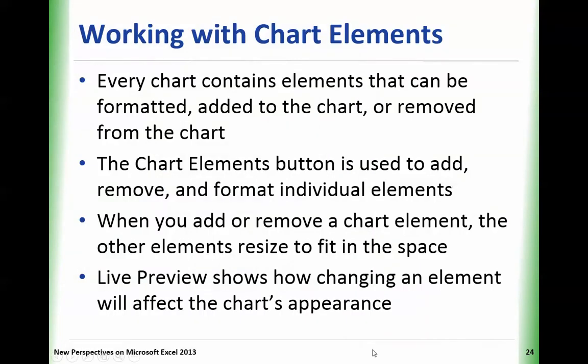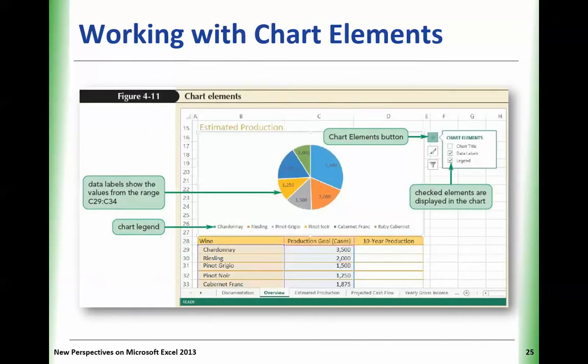Chart elements are pieces in a chart that can be moved, modified, changed, removed, or added. Every chart contains elements that can be formatted. To do this, we're going to use the Chart Elements button. When you click on a chart, the chart element should come up, and you can change the chart title, add or delete it, change the data labels so they show up, and even give yourself a legend at the bottom.